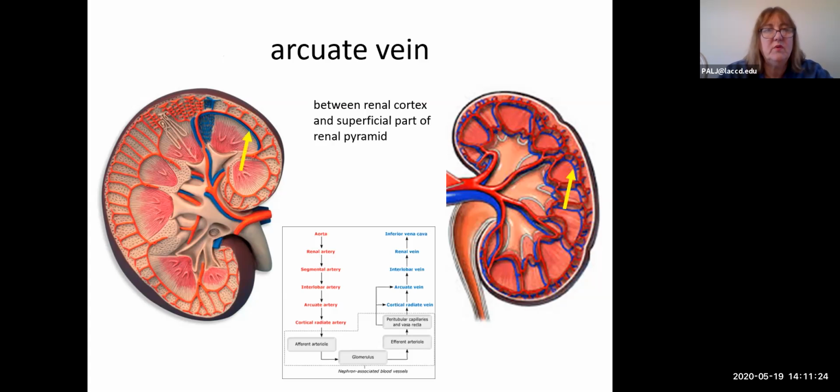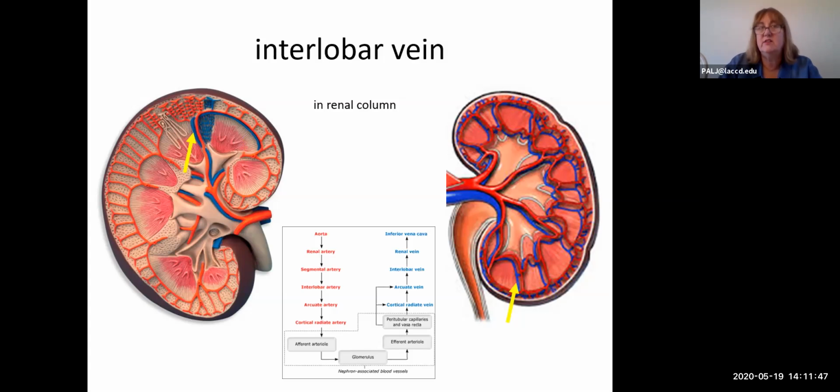And then we would see an arcuate vein right next to the arcuate artery, just going over the superficial portion of the renal pyramid. After that, the arcuate veins join together and they will travel through the renal columns in the renal medulla, and they are called interlobar veins. So the interlobar veins are right next to the interlobar artery, the arcuate veins right next to the arcuate artery, the cortical radiate veins right next to the cortical radiate artery.